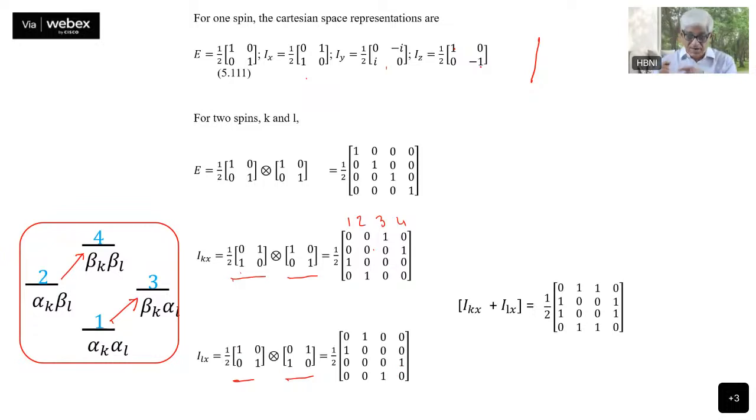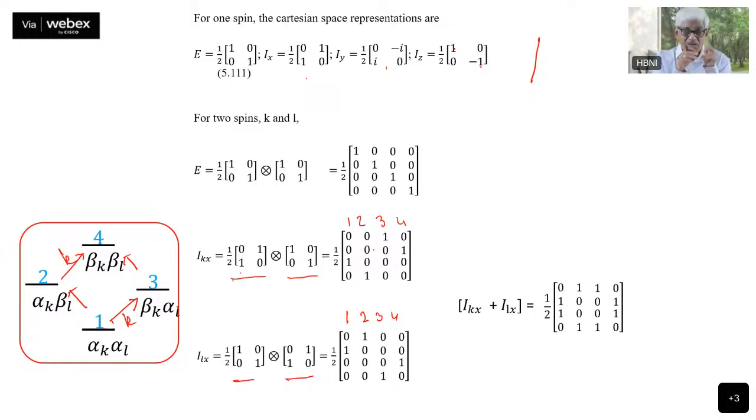Now what do I get here? Once again I write 1, 2, 3, 4, and these are related to L. Now what are the elements which are non-zero? I see here 1, 2 and 3, 4. These two are both positive. Therefore, this represents a matrix like this. So the ILX operator represents coherences 1, 2 and 3, 4 in the total density matrix.